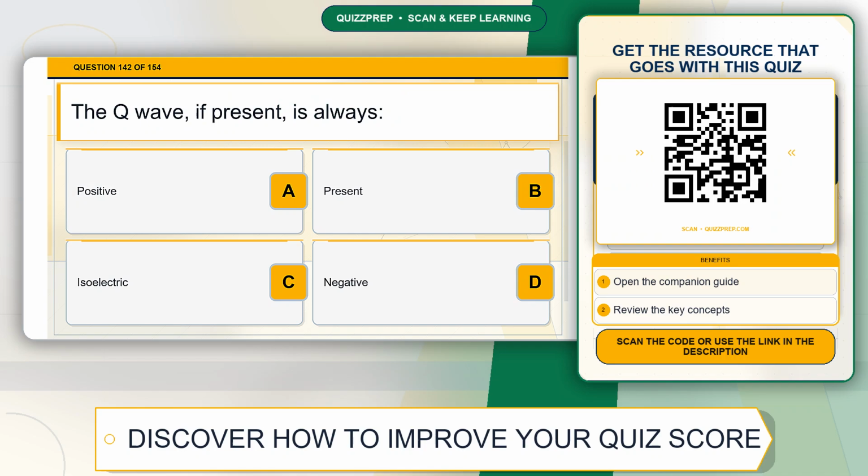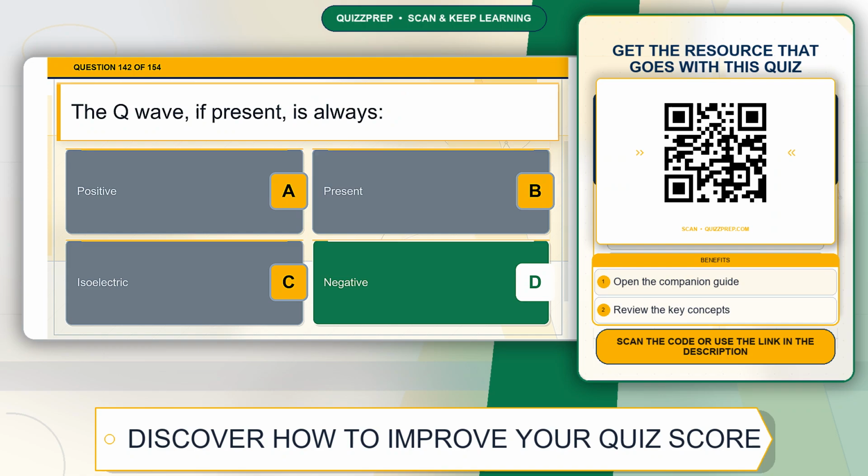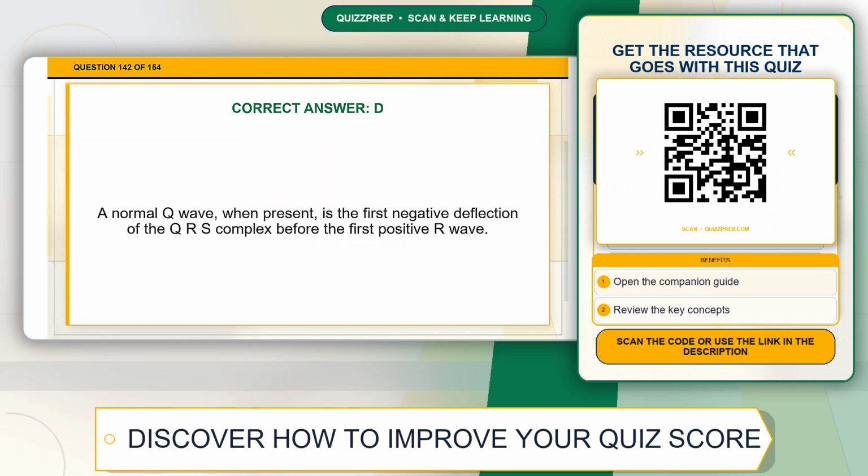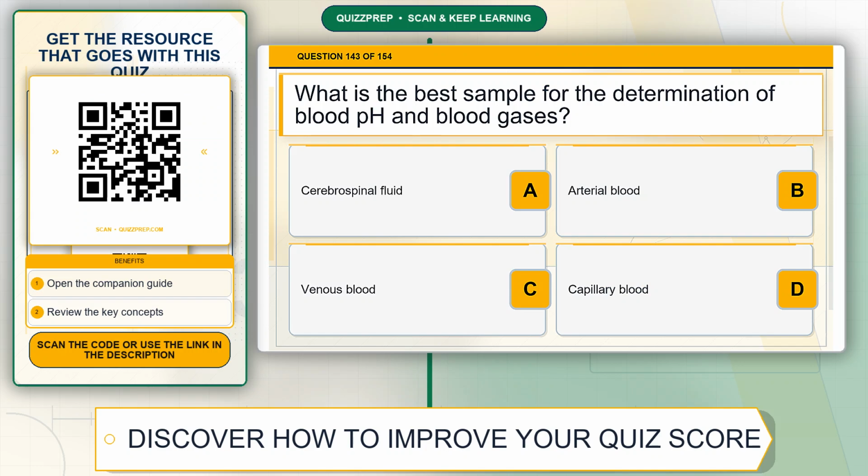Question 142. The Q wave, if present, is always option A, positive, option B, present, option C, isoelectric, option D, negative. The correct answer is option D, negative. Explanation. A normal Q wave, when present, is the first negative deflection of the QRS complex before the first positive R wave.